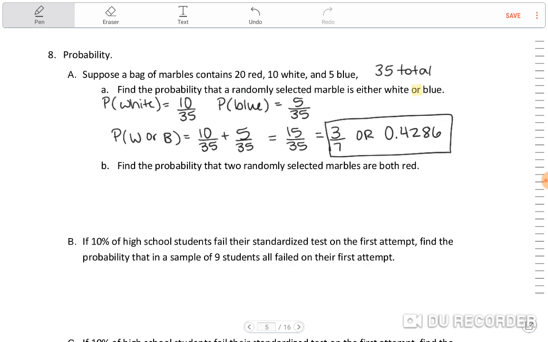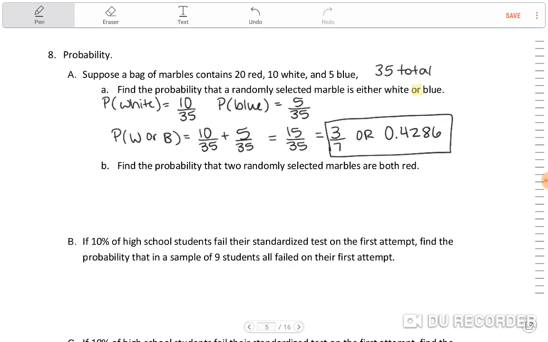On part A, the question is, since I'm only drawing one marble out, is it possible that that one marble is both white and blue? The answer is no. It's either white or it's blue, or it's red, but it's not going to be white and blue. So when you subtract off the intersection, it's just 0. I ignored that fact on this one.